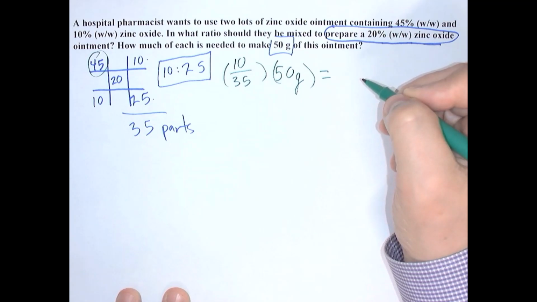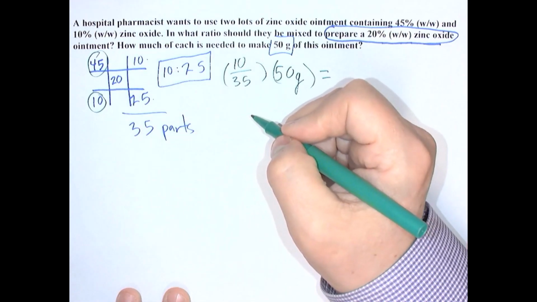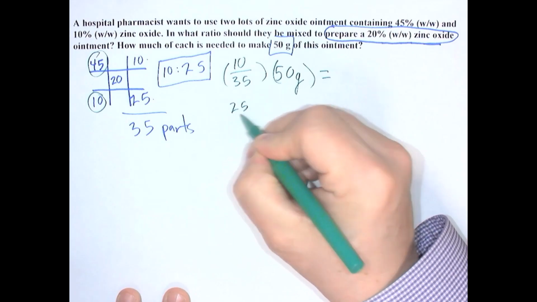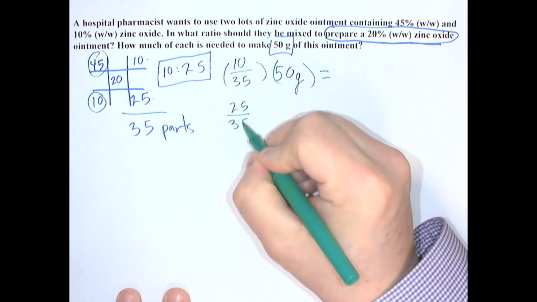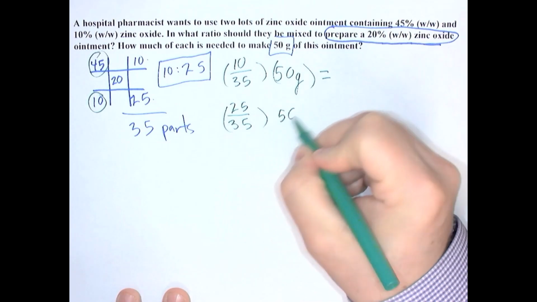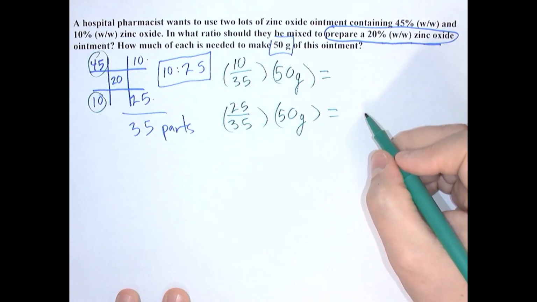We'll set up the other one also for the 10% concentration. So the corresponding fraction would be 25 out of the 35 parts. So that'd be 25/35 times 50 grams. That's going to give us the quantity of the 10% ointment that's needed to reach this resulting concentration of 20%.